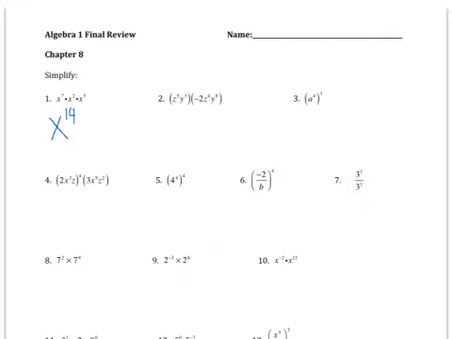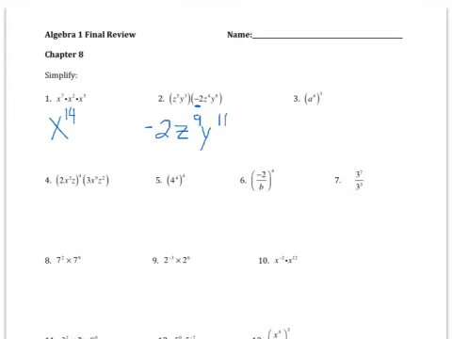For number 2, we have z to the 5th y cubed times negative 2 z to the 4th y to the 8th. So again, we're multiplying, so we want to remember to add our exponents. We don't have anyone to multiply this negative 2 with, so we'll just leave it as negative 2. We have a z to the 5th and a z to the 4th, so when we add our exponents, it becomes z to the 9th. And we have y to the 3rd and y to the 8th, and when we add those exponents, that will become y to the 11th.